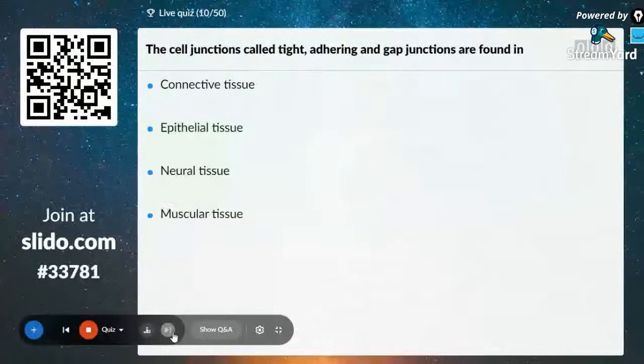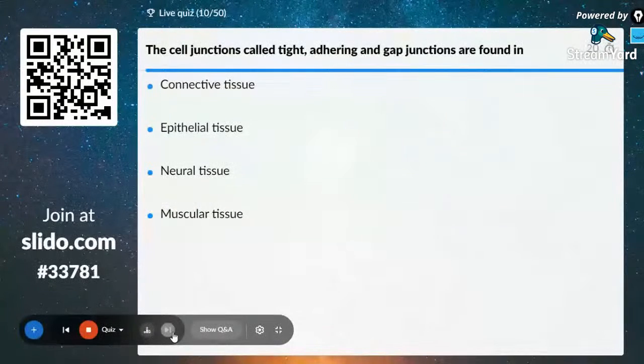The cell junctions called tight, adhering, and gap junctions are found in connective tissue, epithelial tissue, neural tissue, muscular tissue.